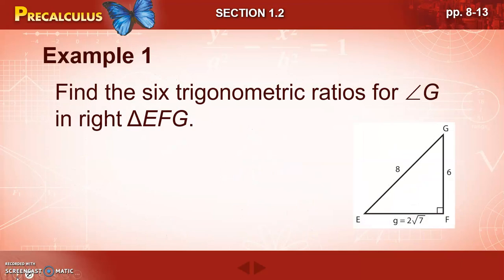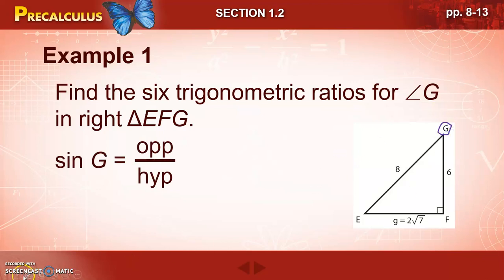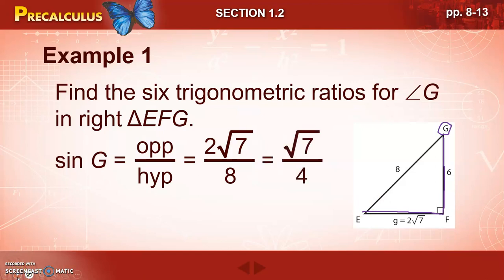So let's move on to our trig identities. Starting with sine, we know that sine is opposite over hypotenuse. Well, the side opposite of G is, that's right, lowercase g, 2 square root of 7. And the leg adjacent to G is 6. Remember, we're looking at legs when we talk about opposite and adjacent. We are not looking at the hypotenuse. 2 square root of 7 over 8 simplifies to root 7 over 4.